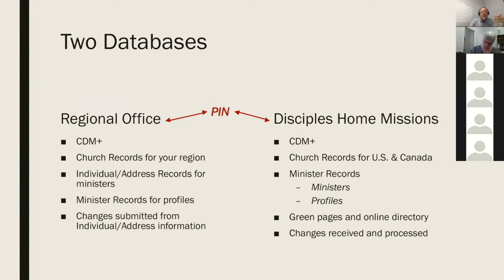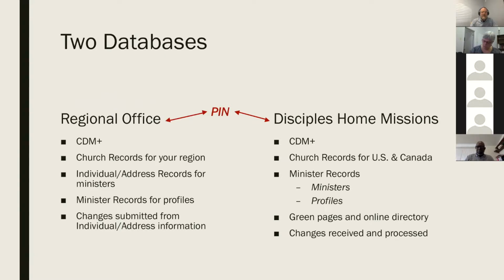Where they are similar is the general database has church records in it, and those church records, if you opened up church records on the general database, you'd see a window that looks exactly like a church record in a regional database. So a lot of that same information is there. The difference is in your regional database, you just have church records for the churches that are in your region, whereas the DHM database has church records for all of the churches that are or have been listed in the yearbook.